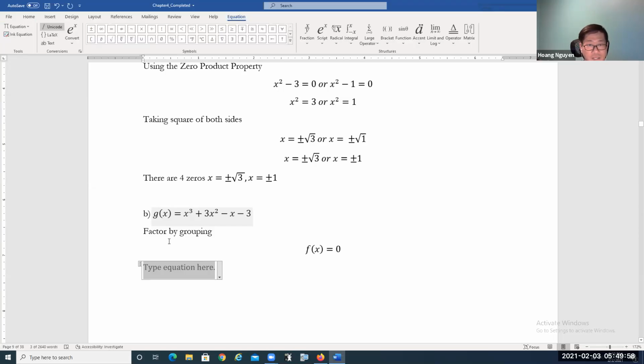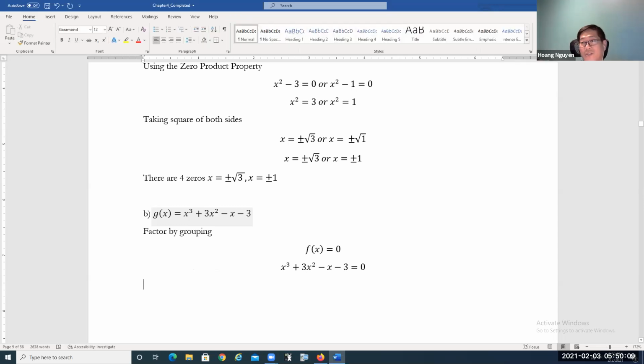Okay, so f of x equals 0. So we have x to the power 3 plus 3x squared minus x minus 3 equals 0. Factor by grouping means that we're going to group the first 2 terms in one group and the second 2 terms in another group.